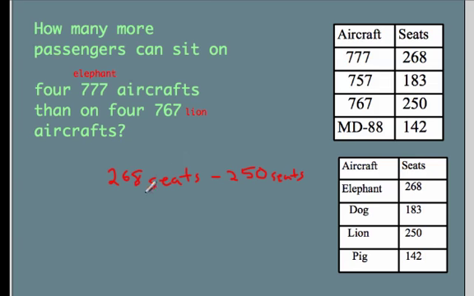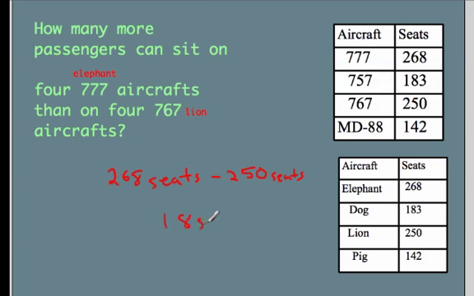So we did subtraction here because, as we proved before, how many more is going to be asking us for a subtraction problem. So 268 seats minus 250 seats, right? Because the elephant aircraft has 268. And if you want to go back to the original problem, there it is up there. And the lion has 250. So we subtract this, and when we do, we get 18 seats.